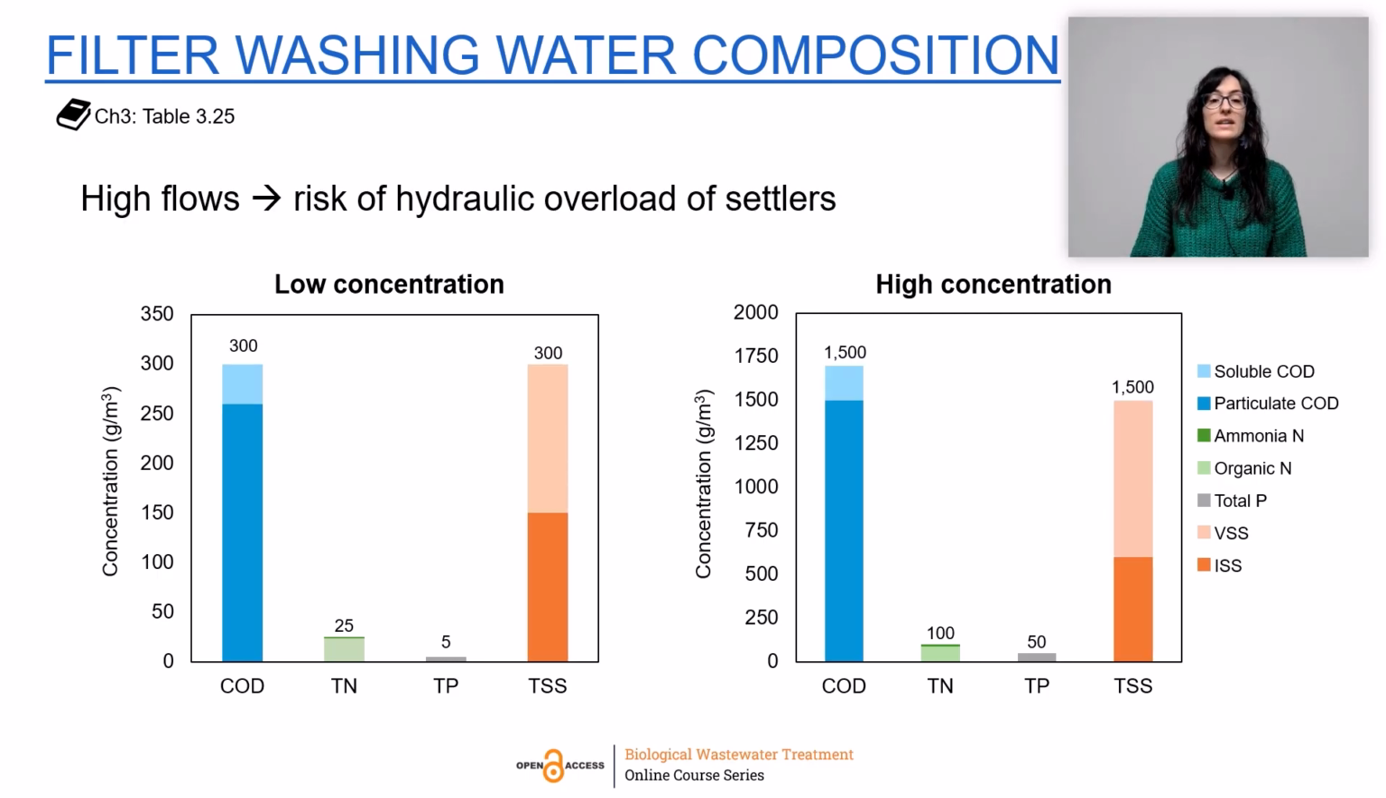This stream has another relevant characteristic, that is high flows. If we want to treat it too fast, the flow to be handled by the plant can increase too much, and this can create problems due to high hydraulic overload of the settling tanks. And in some cases, it can even provoke an overload of suspended solids. Therefore, if we want to treat it in the plant, it is important to recycle it slowly, especially in small treatment plants.